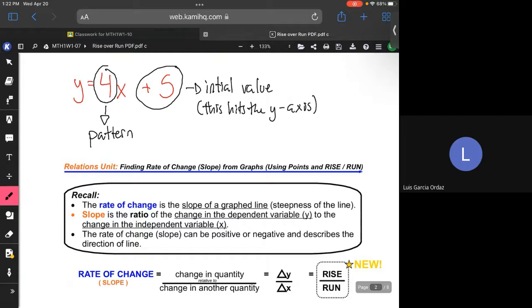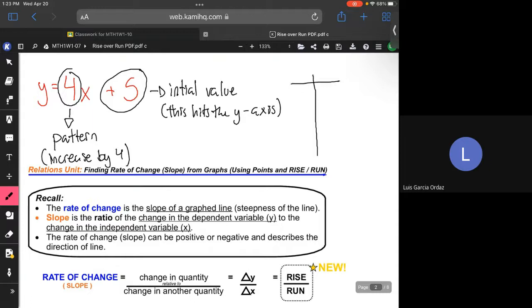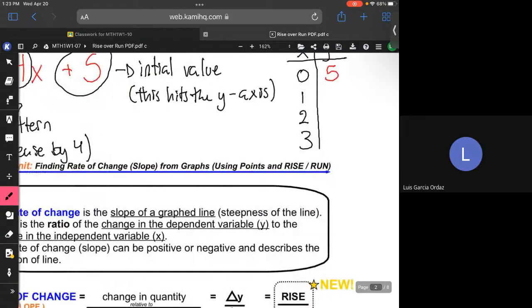Caitlin. Yeah, so I increased by 4. And then we were able to come up with our table of values. Remember, I started with 0, 1, 2, 3. So what was my initial value here? It's 5. And then after that, I just go with the pattern. So what comes next? What comes after 5, if we're increasing by 4?